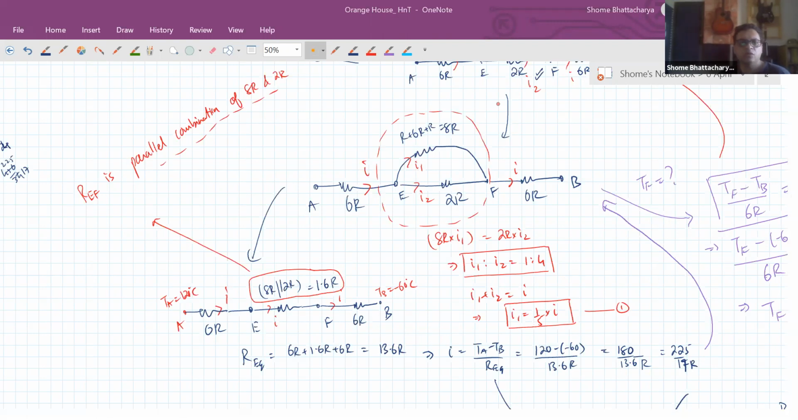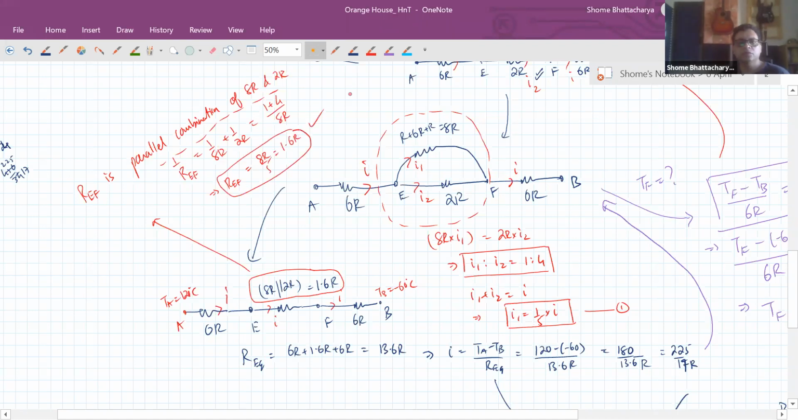Right, very good. So parallel combination का formula क्या होता है? 1 upon REF is 1 by 8R plus 1 by 2R. So just use that now. One plus 4. So got it now. You just use this formula that 1 upon R equivalent is 1 by R1 plus 1 by R2 for parallel combination.